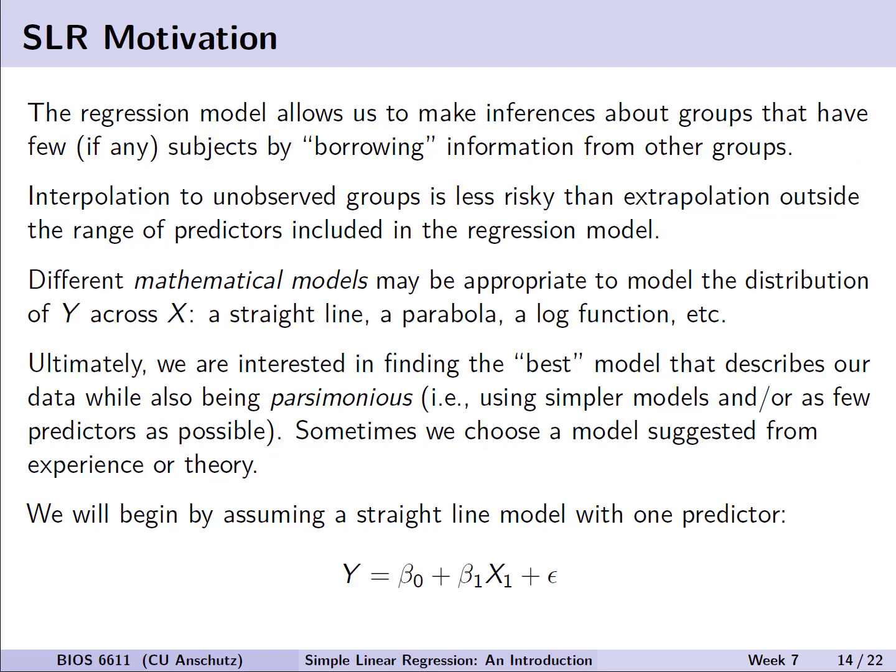Just some more motivation, and we'll see this throughout the following slide sets, which will expand upon these ideas and derive some of these features: the regression model will allow us to make inferences about groups that have few, if any, subjects by borrowing information from other groups. So we can imagine that potentially in our FEV example from before, we didn't have as many very young children or older adolescents. So we can potentially leverage the average trajectory we see, if we think the assumptions we'll discuss later are met, to try to fill in those missing pieces of information. This is really thought of as interpolation to unobserved groups, and it's considered less risky than the opposite of extrapolation outside the range of predictors included in the regression model.